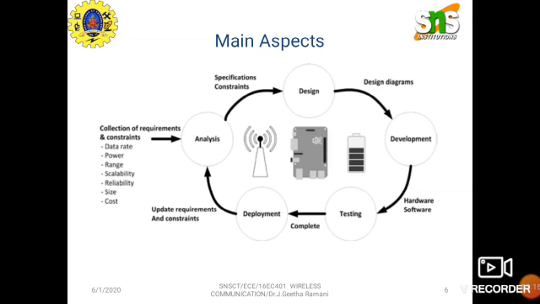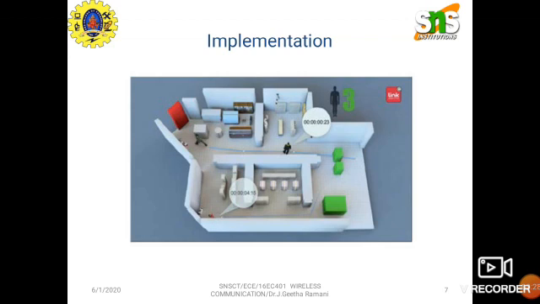If there are any constraints or any requirements we need after the development, we move back again to analysis. This is a cyclic process. Then this is a sample implementation diagram of your wireless home network.